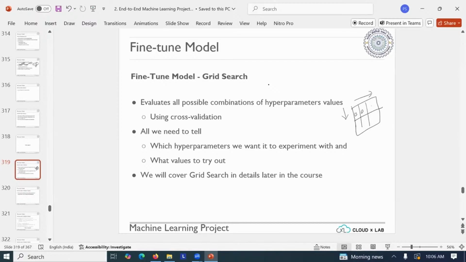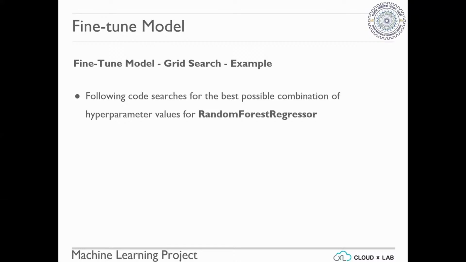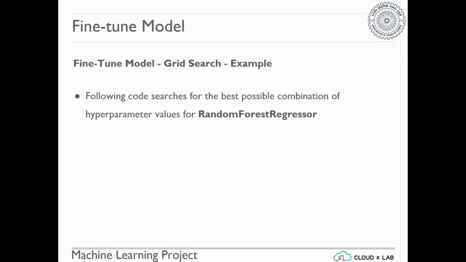Are there 6 possibilities, right? Since here we are creating a grid type of structure, this method is called grid search, right? In grid search, as you can see, we are covering all possibilities, right? Yes.